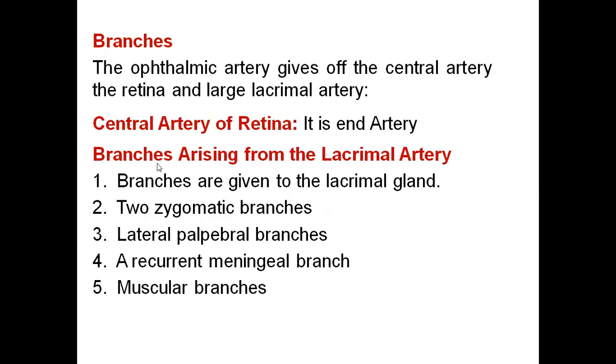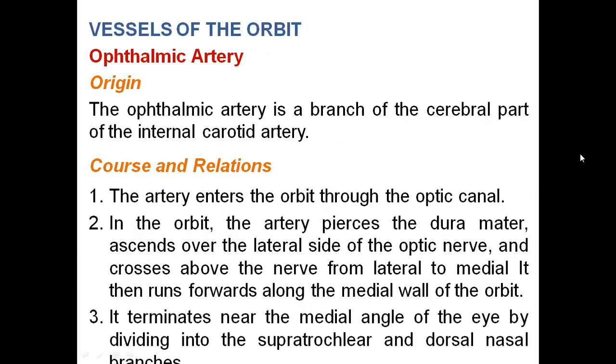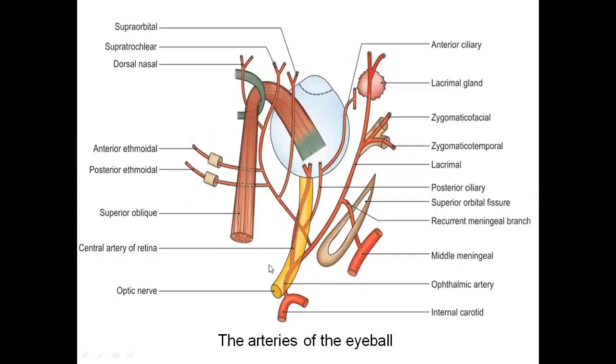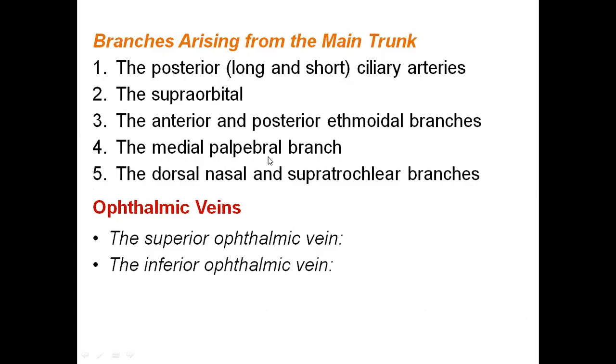The text says the ophthalmic artery is a branch of the cerebral part of the internal carotid artery. The artery enters the orbit through the optic canal. In the orbit, the artery pierces the dura mater, ascends over the lateral side of the optic nerve and crosses above the nerve from lateral to medial side. Then it terminates near the medial angle of the eye by dividing into supratrochlear and dorsal nasal branches. This is the supratrochlear branch and this is the dorsal nasal branch.